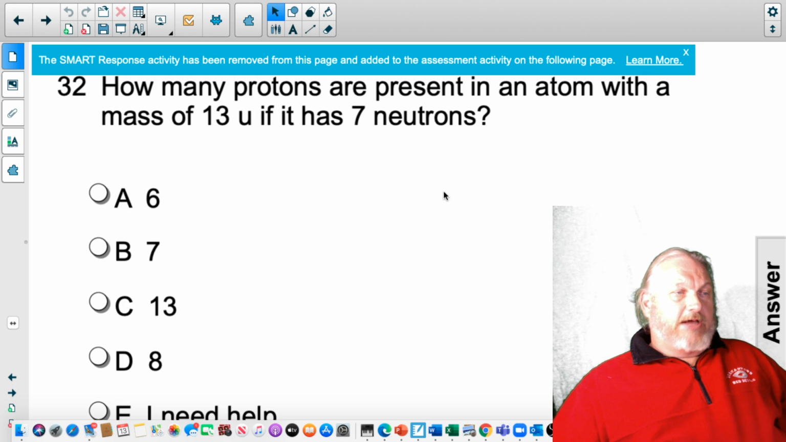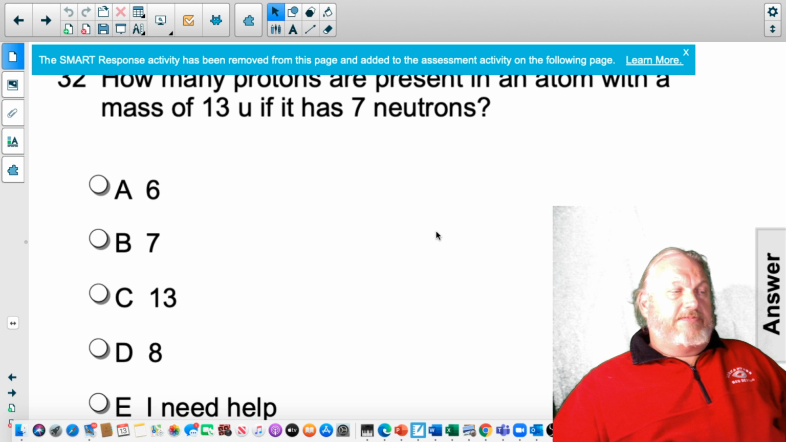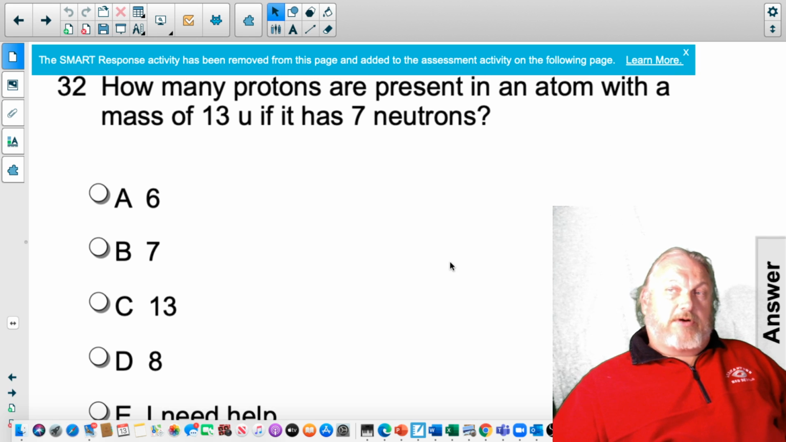So how many protons are present in an atom with a mass of 13 amu if it has 7 neutrons? So the mass number, the A, was 13. There's 7 neutrons. To get the Z number, 13 minus 7, there would be 6. So that would be Z.